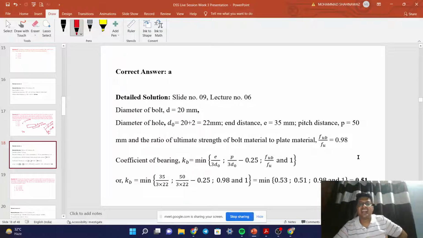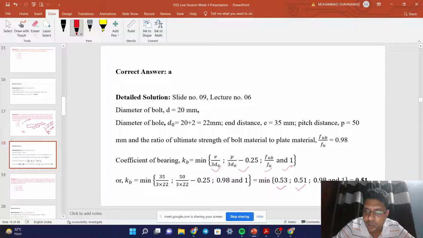So here we can see that Kb is the minimum of E upon 3 D naught, which is equal to, I think, 0.51, P upon 3 D naught minus 0.25, FUB upon FU and 1. So value of E upon 3 D naught is coming 0.53, P upon 3 D naught minus 0.25 is coming 0.51, and FUB upon FU is reported in question as 0.98 and 1. So minimum is 0.51, so it has been reported as answer.